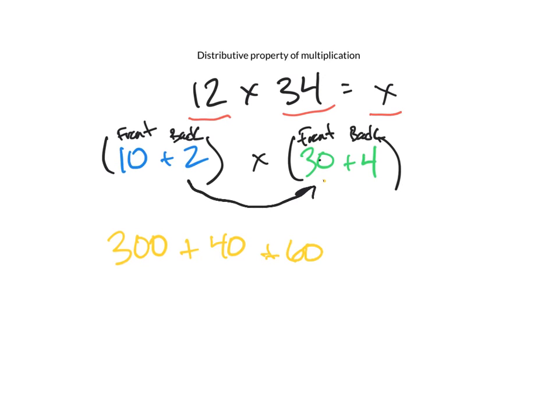Excellent. All right, and then our last step, we are going to do ones to ones, or what I like to call back to back, just because when I look at the parentheses, that's what makes sense to me. All right, so back to back, which is 4 times 2, 2 times 4 equals 8.